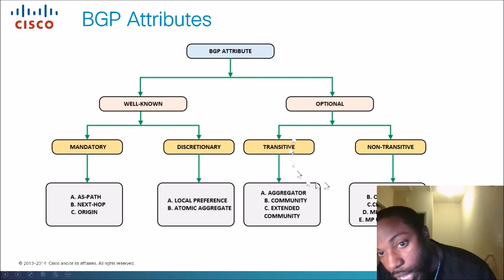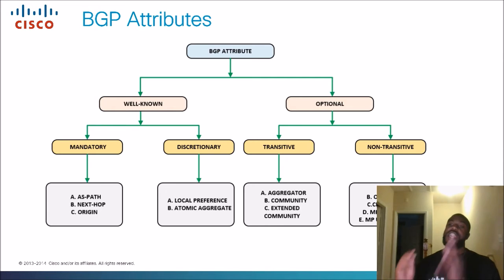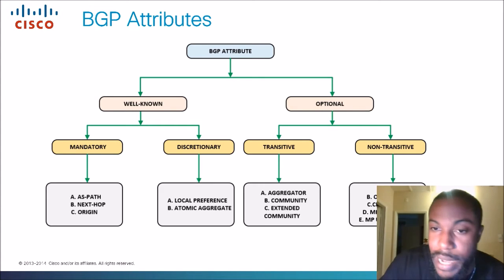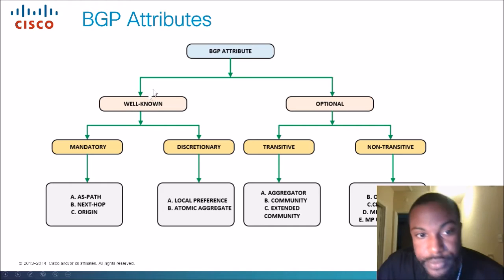Now, these are the optional ones. What do you think those are? Those are the ones that are optional. They may or may not be recognized by other routers. They may or may not be recognized by BGP routers, but the well-known ones are known by everyone.